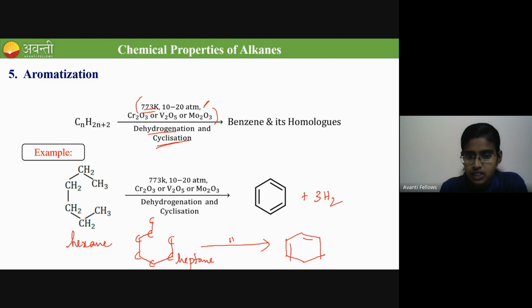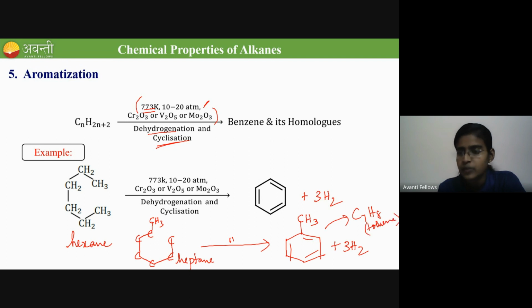And now the terminal carbon will also be converted to CH3. It is already CH3, right? So it is CH3, and plus 3H2 is coming out. So the formula is C7H8 and the name of this compound is toluene. Very good. If octane is taken as the alkane, we will end up with ethyl benzene.